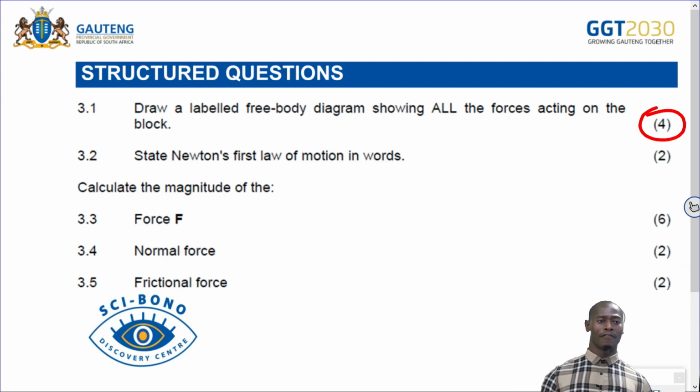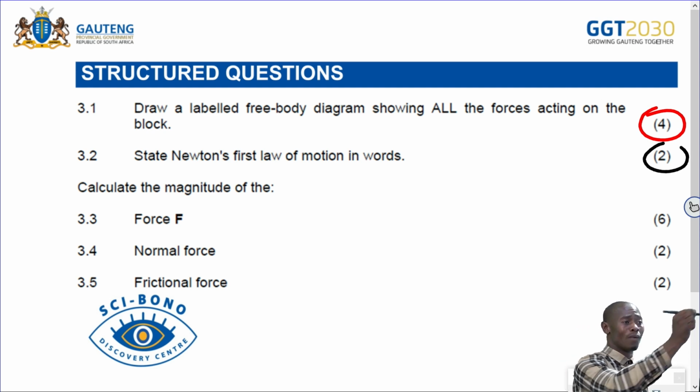State Newton's first law of motion in words. Why are they saying we should state Newton's first law? This question is about which law? Newton's first. Why am I saying Newton's first? It's because an object is moving at a constant what? Velocity. So state Newton's first law of motion in what? In words. So this is also very, very important. You cannot lose those 2 marks, right?